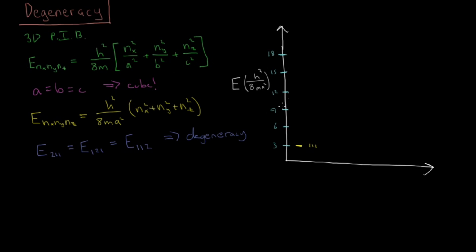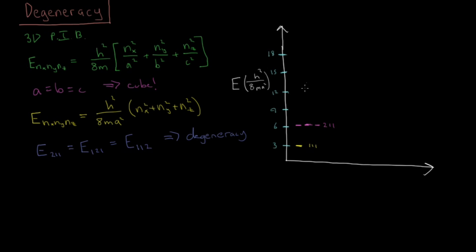Then, if we make one of them equal to 2, you're going to get a value of 6 h squared over 8ma squared. But that's also the case no matter which one you pick. So 1, 1, 2 is the same as 1, 2, 1 is the same as 2, 1, 1, and all other degenerate states. It is said to have a degeneracy of 3. There are 3 states of equal energy.